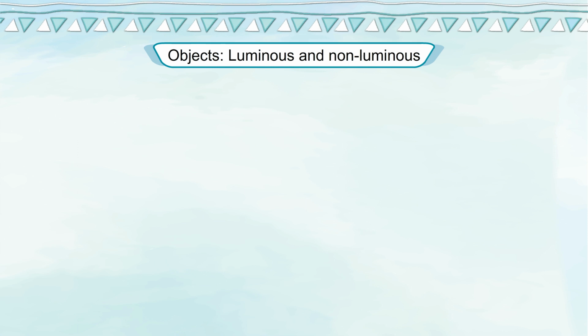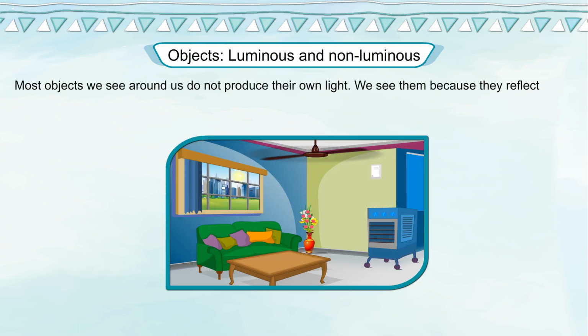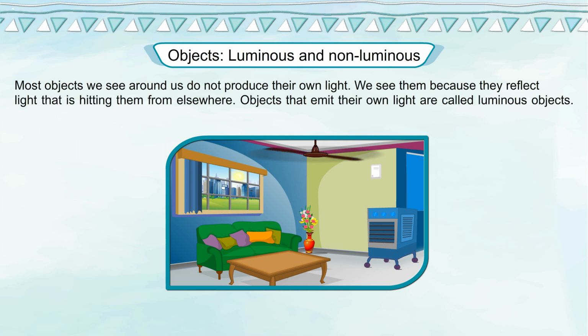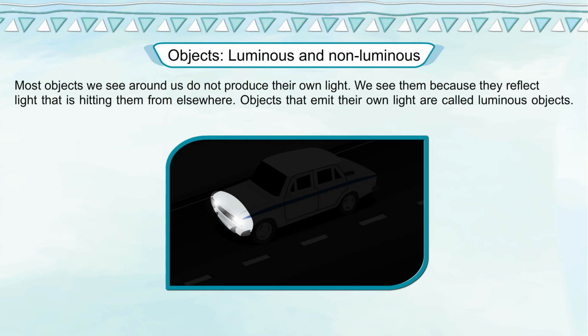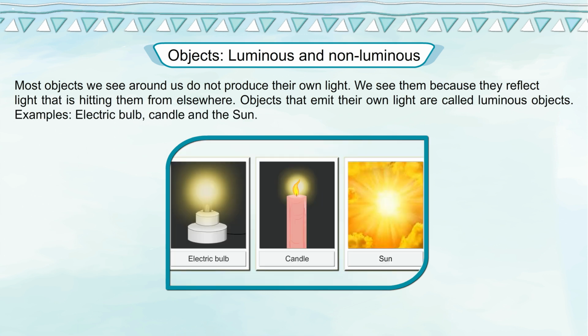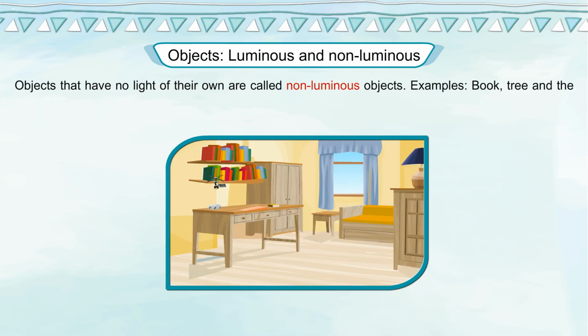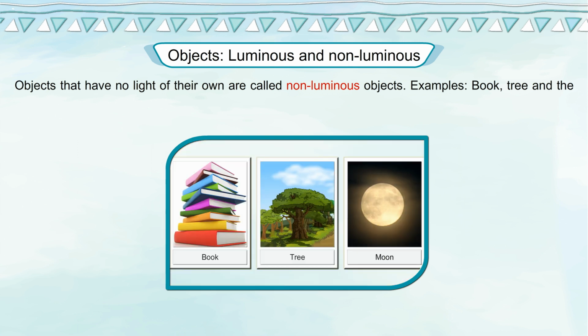Objects, luminous and non-luminous. Most objects we see around us do not produce their own light. We see them because they reflect light that is hitting them from elsewhere. Objects that emit their own light are called luminous objects. Examples: electric bulb, candle, and the sun. Objects that have no light of their own are called non-luminous objects. Examples: book, tree, and the moon.